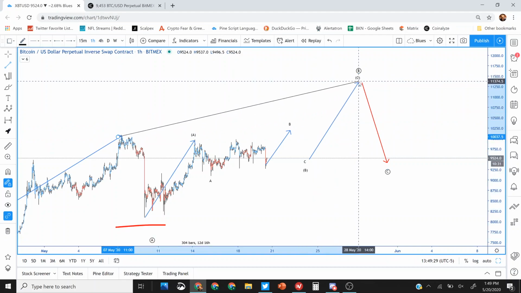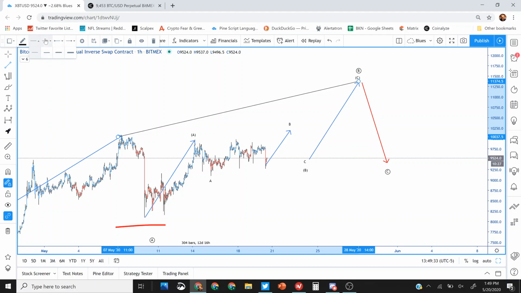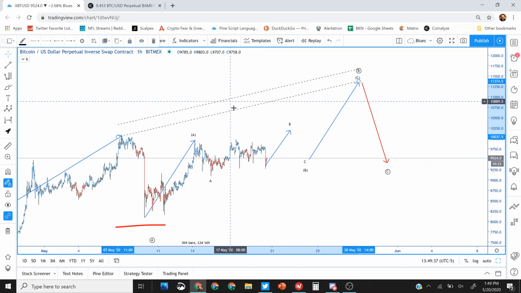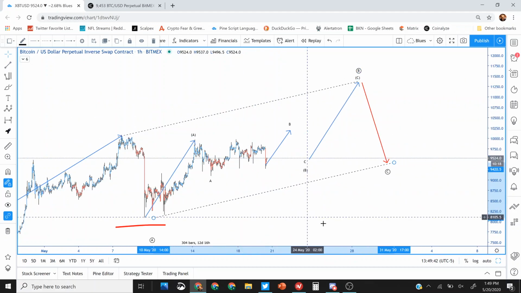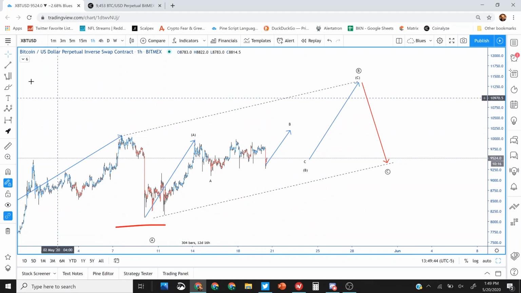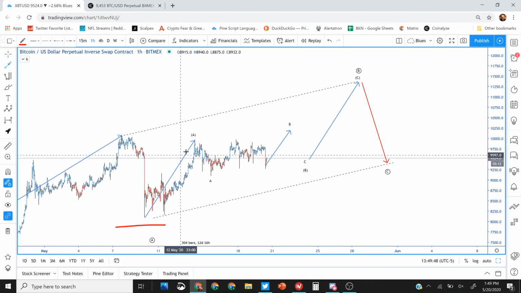So we would be looking at a large running flat like this, which is what I've been talking about for quite some time. You would have a move down here.